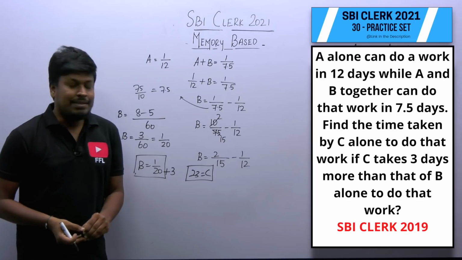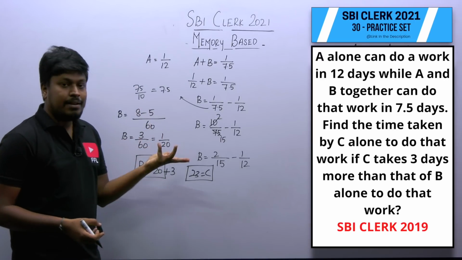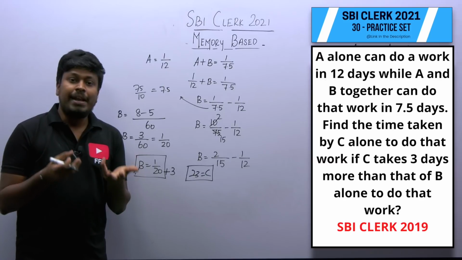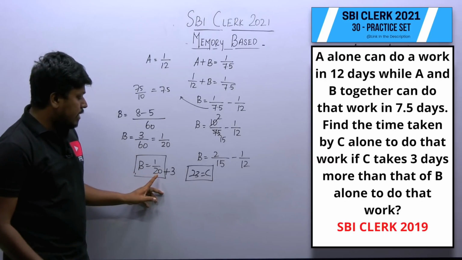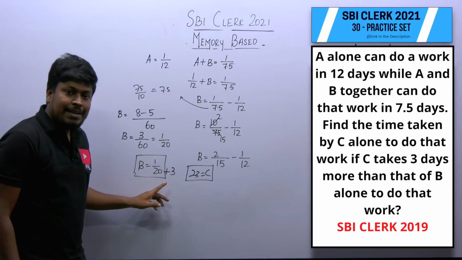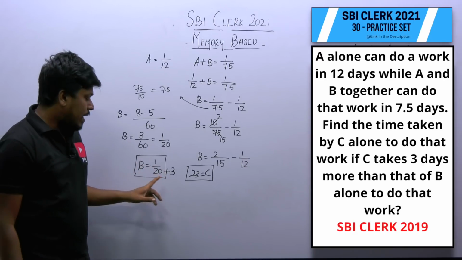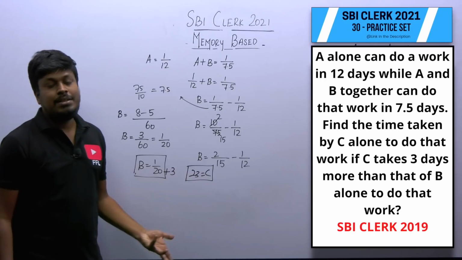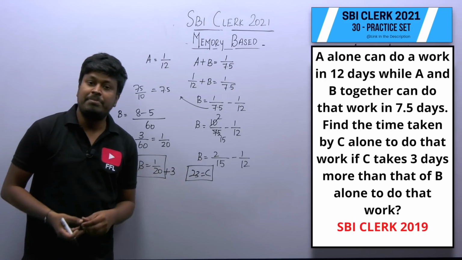Easy or not? Just see, I have not used any formula here. Initially I found the value of B, which is 20 days. B alone can complete the piece of task in 20 days. And we know that C takes 3 days more than that of B. So add 3 here, 23 days. So C will take 23 days to complete the piece of work.